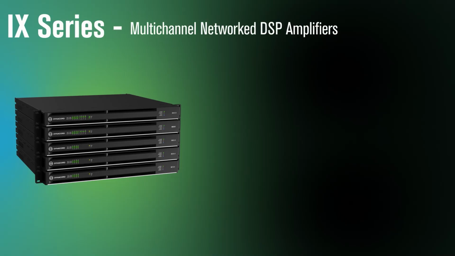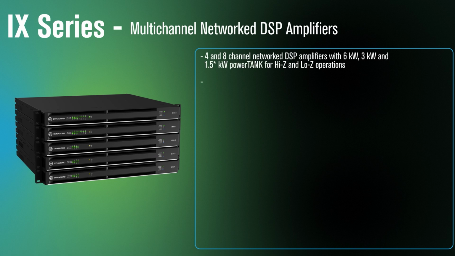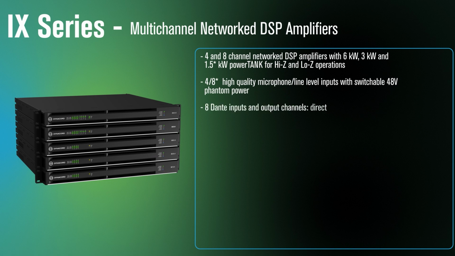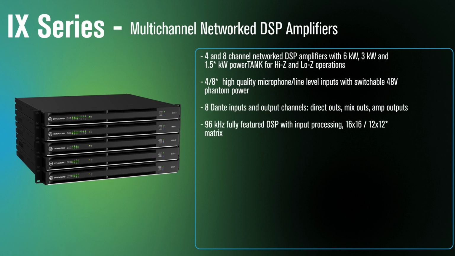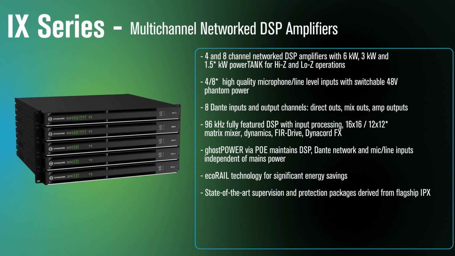The iX series offers two 8-channel and three 4-channel amplifiers with a total power budget of 6, 3, or 1.5 kilowatts for high and low Z, 4 or 8 high-quality mic line inputs, 8 Dante inputs and outputs, a 96 kHz fully featured DSP matrix mixer, ghost power via PoE for backup, and EcoRail for significant energy savings.